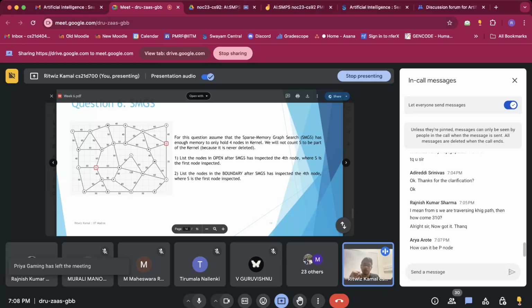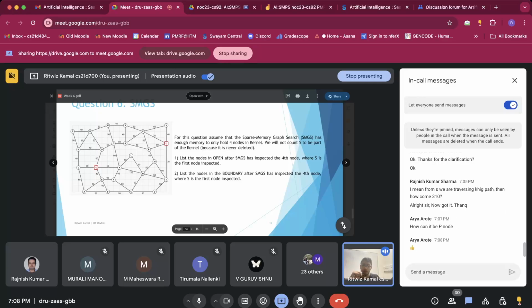Okay, now coming back to SMGS. SMGS is essentially a strategy to make a method like, let's say, A star more efficient. The graphs, the maps that we are dealing with in these live sessions and even the assignments, are very trivial maps, right? If you spend some time, you can manually find the best path without applying any algorithm, by doing a brute force check yourselves.